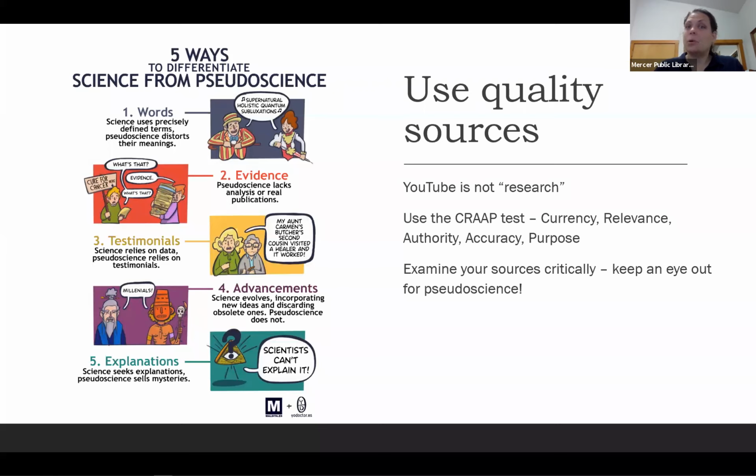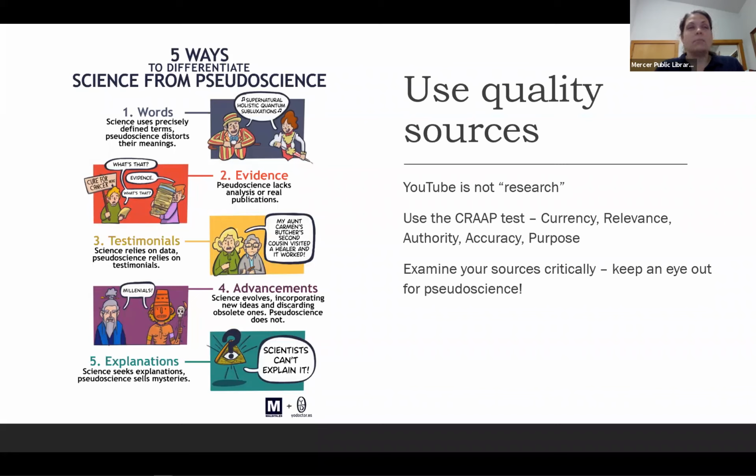Is it relying on nothing more than testimonials? My uncle took this pill and now he's cured. That's not science, that's an anecdote. And those are not the same things. And that is a big problem with people understanding the nature of individual stories versus large amounts of data to really understanding something.